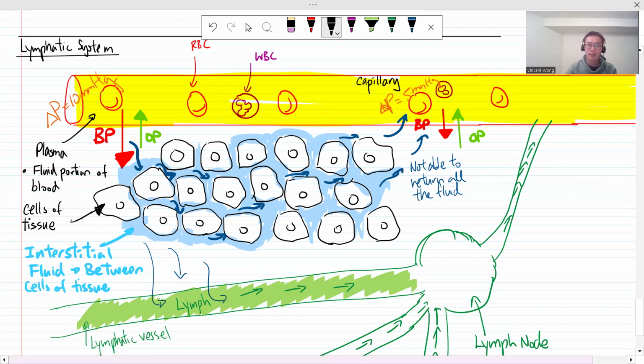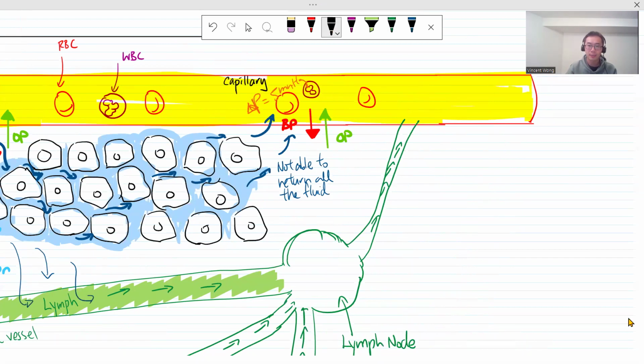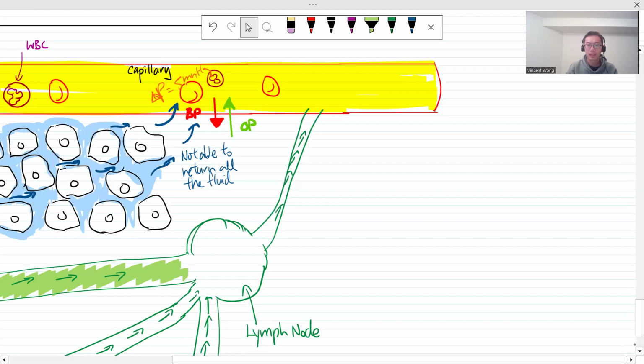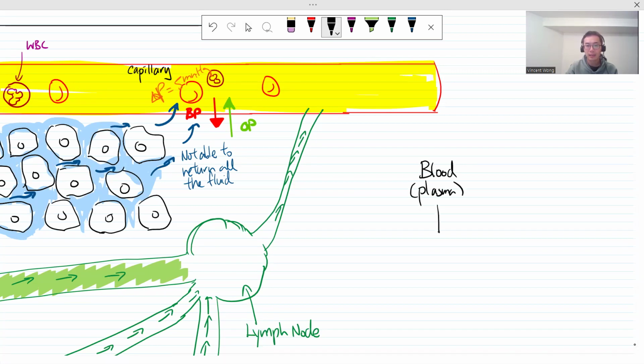So let me just write this out for you on the side. We start with the blood, specifically the plasma, right? And then it's going to come out and it will become the interstitial fluid, which is the space between cells, tissue cells. We call this interstitial fluid. Such a long name.